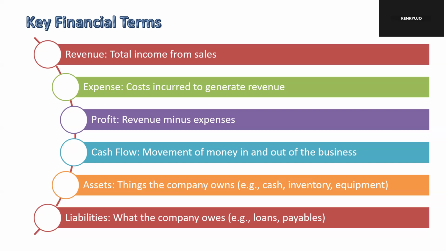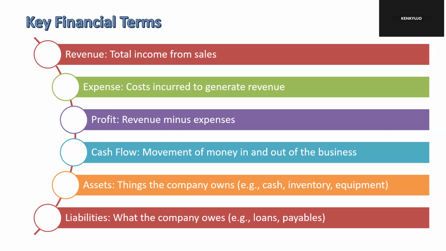Then the second term, expense. What is meant by expense? Cost incurred to generate revenue. If an organization wants to generate revenue, it has to spend some money. That cost we call an expense. The third term, profit.